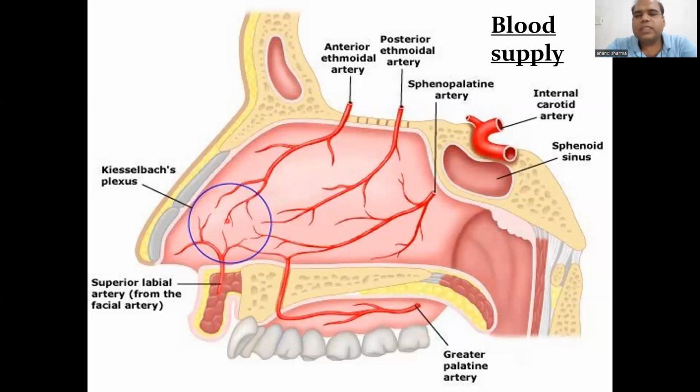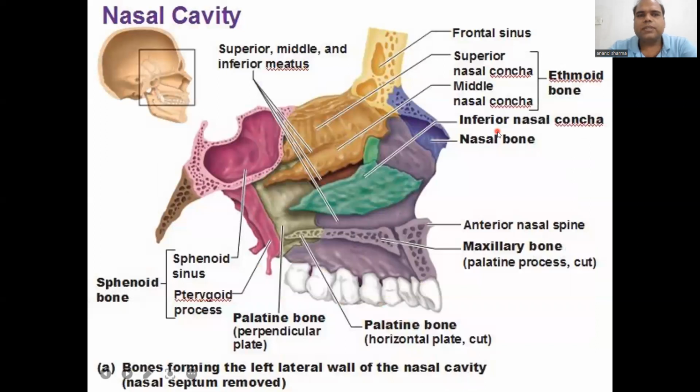This is known as Kiesselbach's plexus. This is the main source of epistaxis in children and young people. In old age, the person usually gets posterior type of epistaxis.